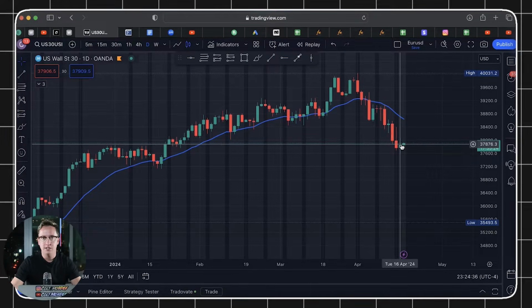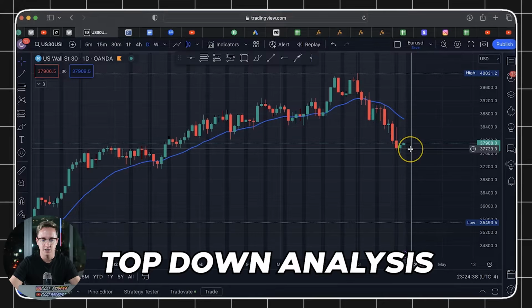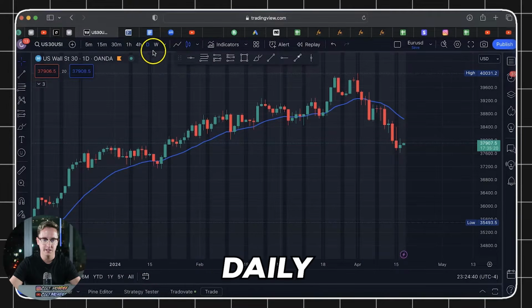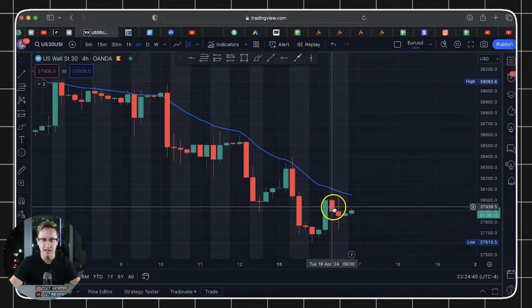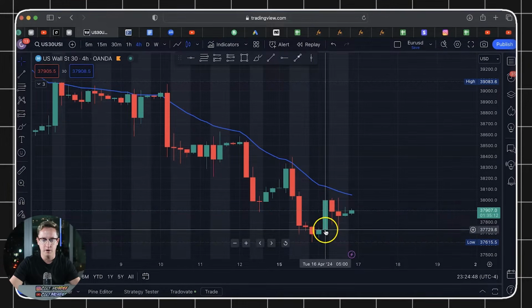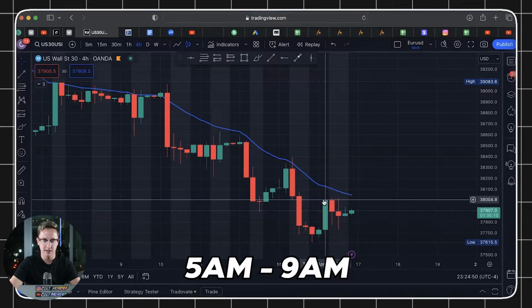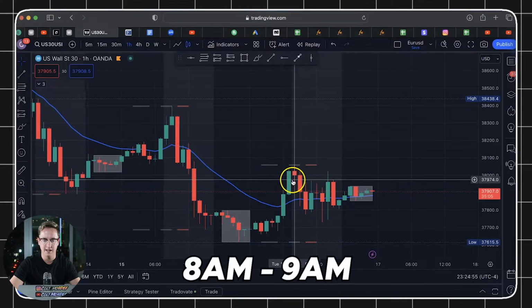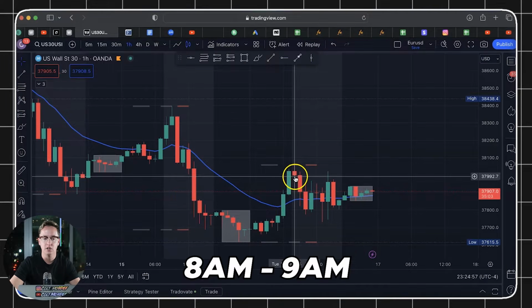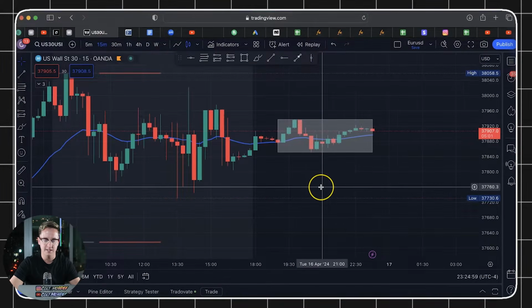Usually before I start trading, what I'm doing is a top-down analysis where I go from the daily to the 4-hour, and on the 4-hour I'm looking at this particular candle right here, the 5 a.m. to 9 a.m. candle. And then I go to the 1 hour and I'm usually looking at the 8 a.m. to 9 a.m. candle, and then I usually end on the 15 minute time frame.